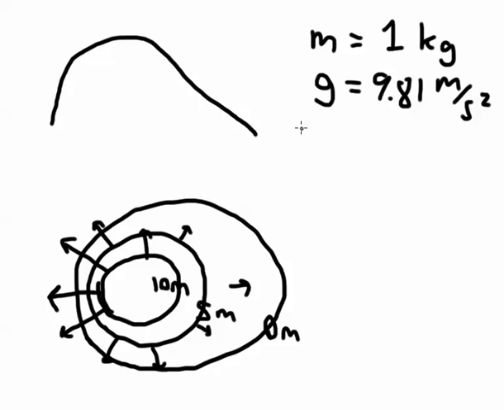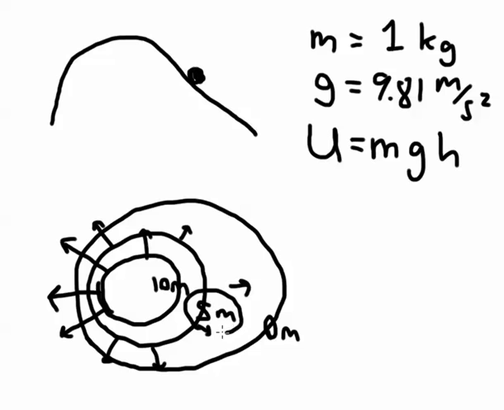So using this information, I can compute the energy of the ball. The potential energy of the ball is mgh, where h is the height of that point at the hill where the ball is currently located. So if the ball is here, then maybe it would be at this 5 meter mark, and then its potential energy would be 1 kilogram times 9.81 meters per second squared times the height 5, which would be about 50 joules.